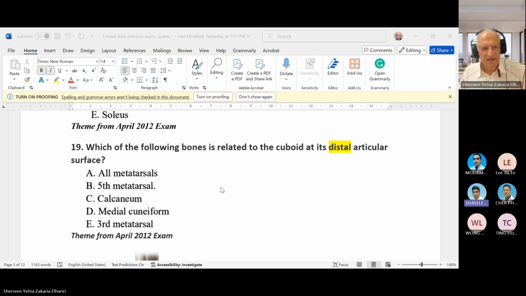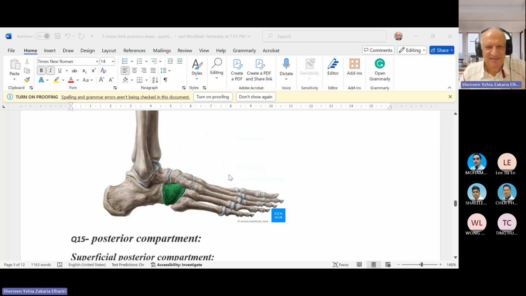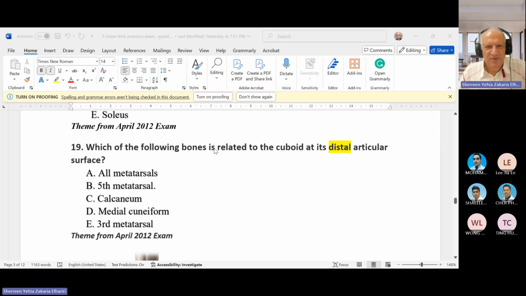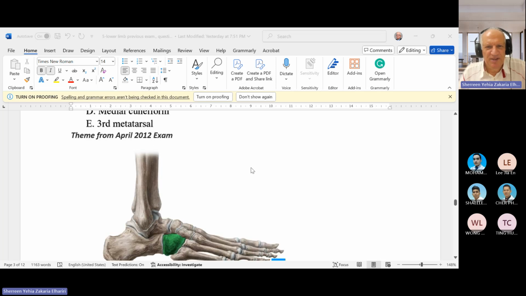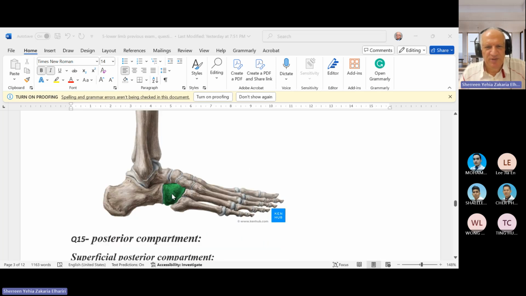Which of the following bones is related to the cuboid at its distal articular surface? In this area, you need to see the bone. He asks you, which of the following bones is related to the cuboid? This is the cuboid, which is in green. So how do you count the bones? You count from the big toe: 1, 2, 3, 4, 5. So 4 and 5 is the correct answer.